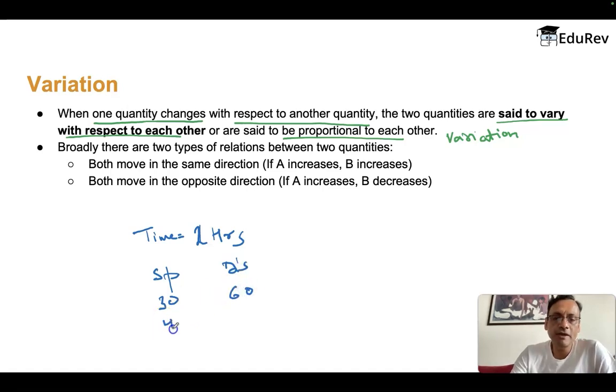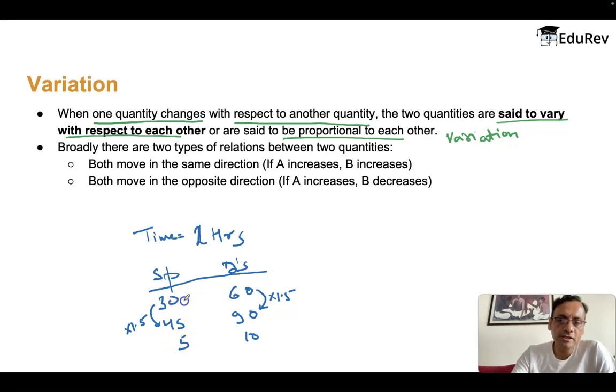If your speed is 45 kilometers per hour, your distance covered will be 90 kilometers. If your speed is, let's say walking, 5 kilometers per hour, you'll cover a distance of 10 kilometers. Now, if you see this speed and distance, when we made speed 1.5 times, 30 to 45 is 1.5 times, the distance also became 1.5 times. Can you see that? Similarly, when I made speed 1/6, 5 is 1/6 of 30, the distance covered also became 1/6. So whatever you do to speed, the same thing happens to distance.